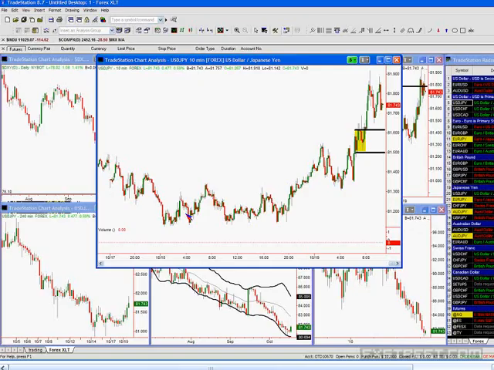Yeah, those are regular Bollinger Band settings. I'm trying to get to all these questions.